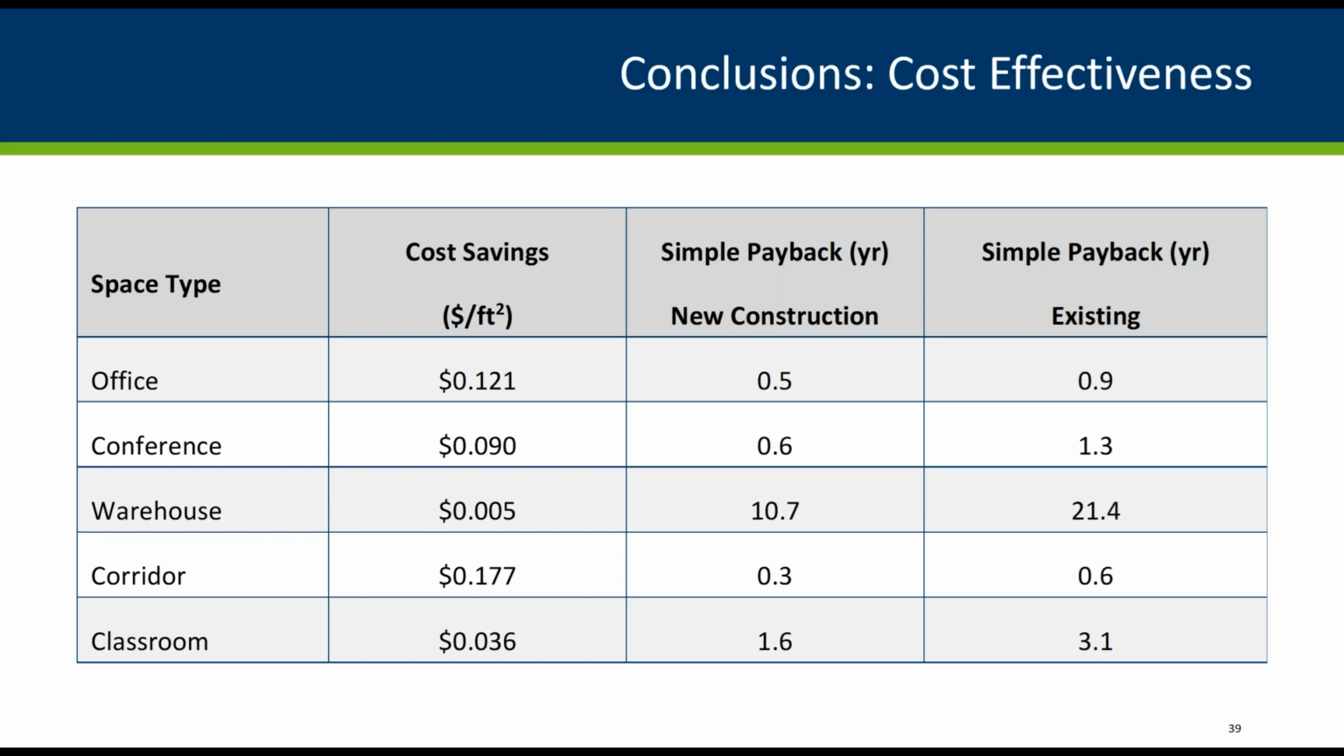With the exception of warehouse spaces, the cost savings and associated simple payback of task tuning LED systems are very good. Operating cost savings from reduced energy use are between just over 3.5 cents to almost 18 cents per square foot, resulting in a simple payback of between 0.3 and 1.6 years for new construction, and between 0.6 and 3.1 years for existing system retrofits. For warehouses, the lower savings potential from lower lighting power and task tuning lead to long, simple paybacks.